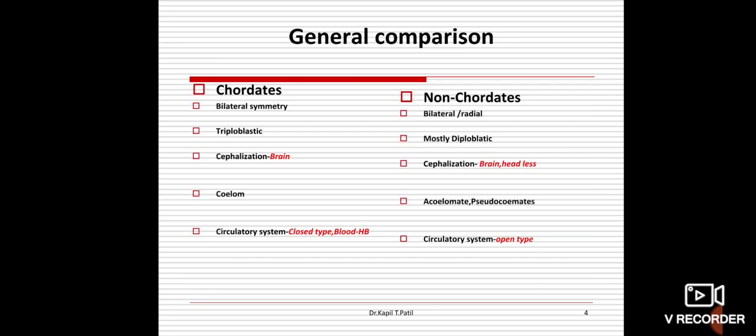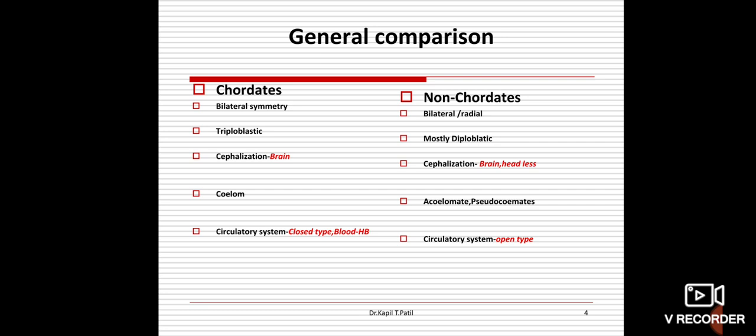Then the general comparison. Now we are discussing the general features of chordates and non-chordates. Mostly chordates are bilaterally symmetrical and non-chordates show bilateral or radial symmetry. Bilateral symmetry you know very well. The body is divided into two equal parts. The right side is a mirror image of the left side. But some non-chordates show radial symmetry.